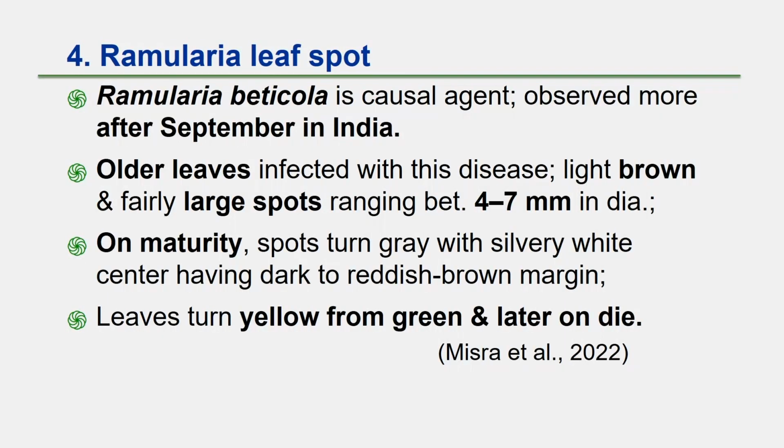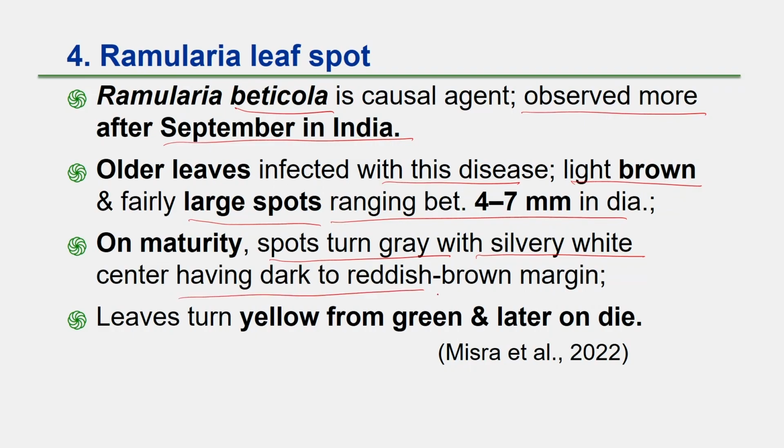Now, Ramularia leaf spot. It is caused by Ramularia beticola, the causal agent, and is observed more after September in India. Older leaves are infected with this disease, with light brown and fairly large spots ranging between 4 to 7 millimeter in diameter. On maturity, spots turn grey with silvery white center having dark to reddish brown margin. Leaves turn yellow from green and later on die.